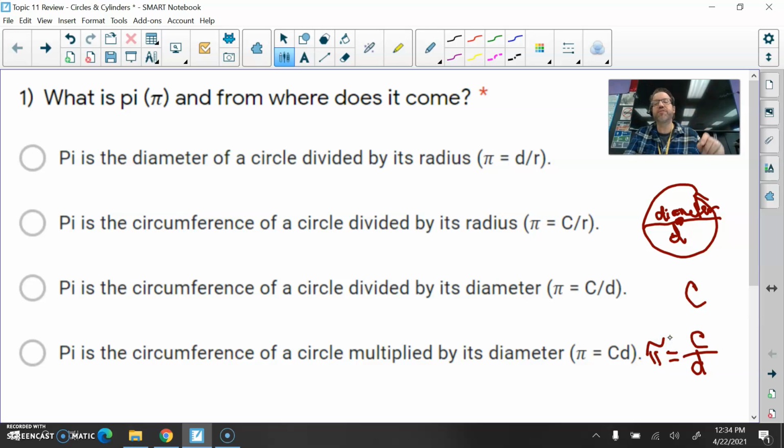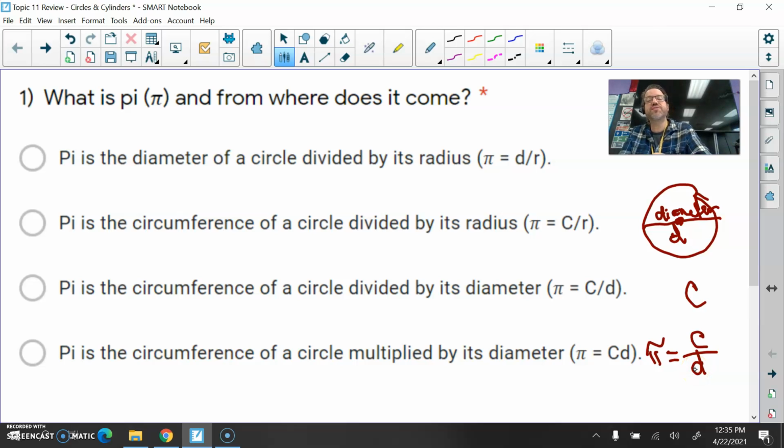Pi is a letter in the Greek alphabet. Much of our math was discovered or explained by people in Greece a long time ago, and that's why you hear a lot of Greek-sounding words like pi, which is a letter in the Greek alphabet, for example. But pi is circumference divided by diameter.